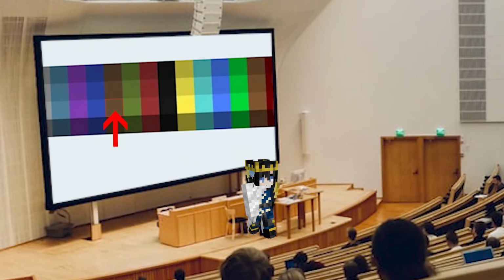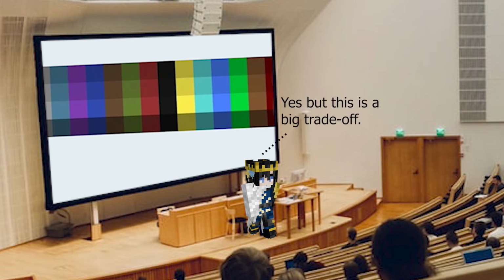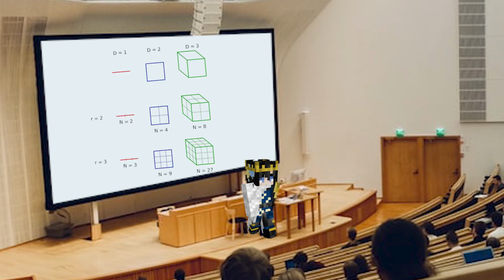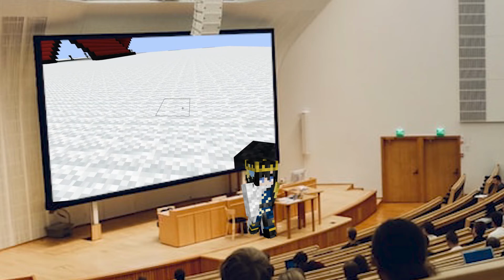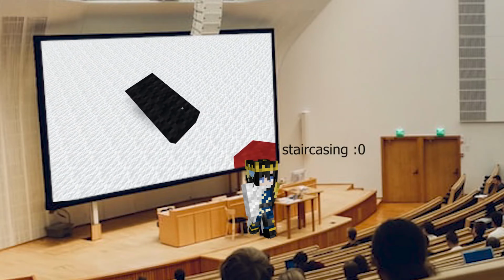For each color there's a lighter shade and a darker shade. These shades on a normal map are there to represent height. So you might ask, will this give me 2 times the amount of colors? Yes, but this is a trade-off. Using shades results in more work. This is because you have to build in the 3rd dimension or on the y-axis. This is called staircasing. This is basically just building a staircase. You can see that here.